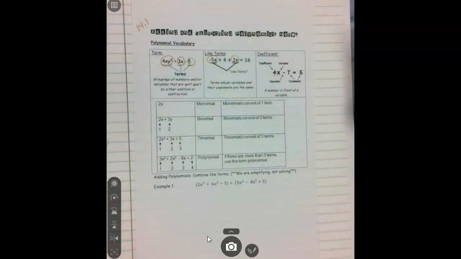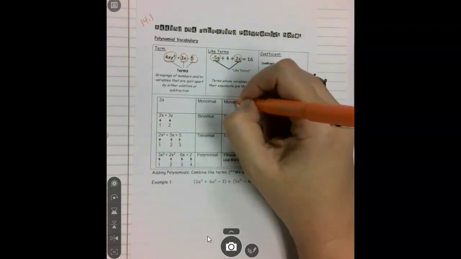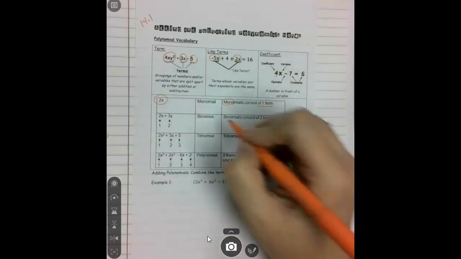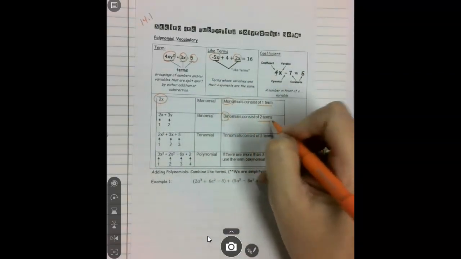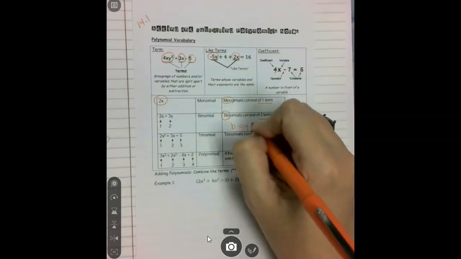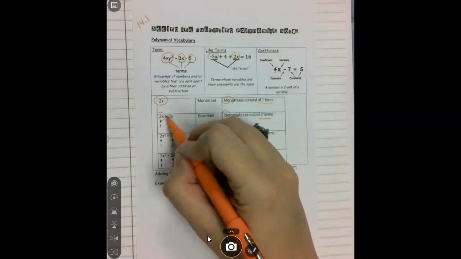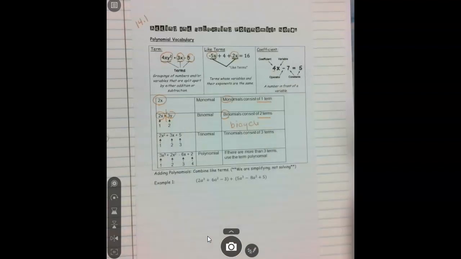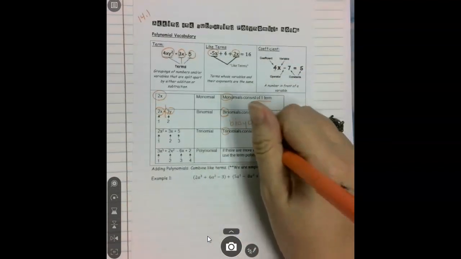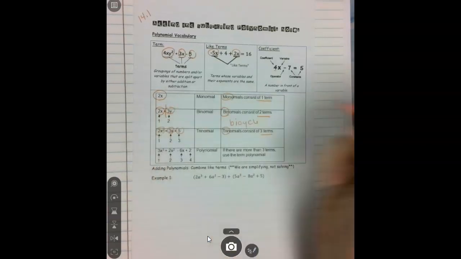Then I have some terms to describe how many terms I have. Mono means 1. And I have just 1 over here. Bi means 2, like bicycle. Bicycle is 2. And I have 1, 2 terms over here separated by a plus sign. Tri, like tricycle, means 3. And here's 1, 2, 3.